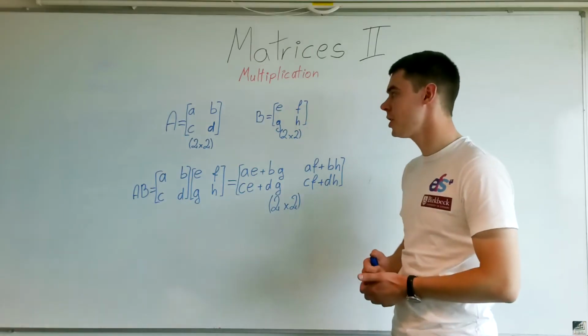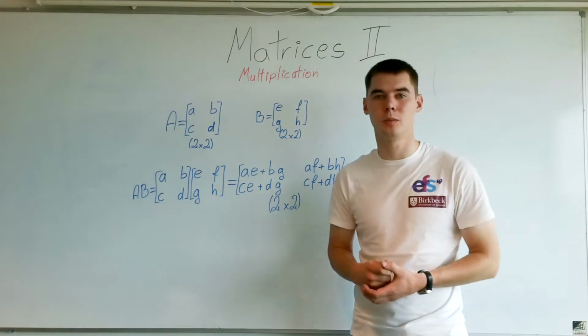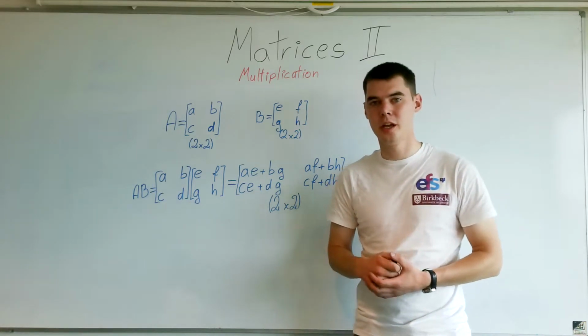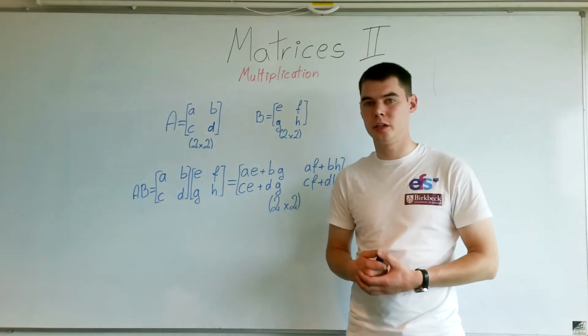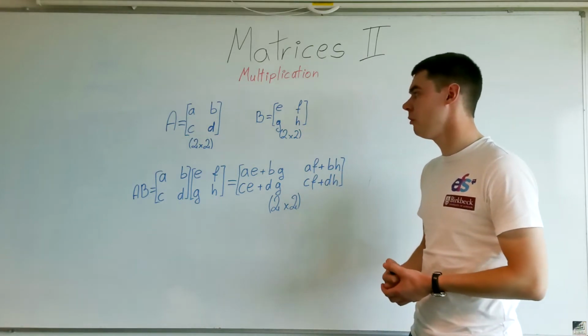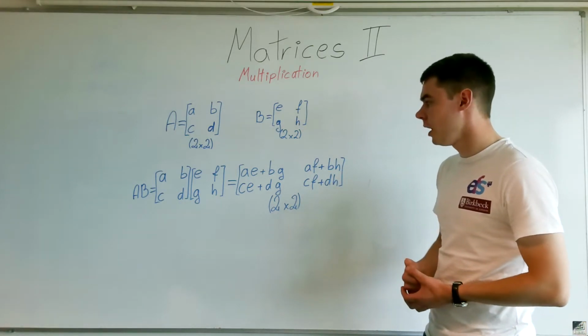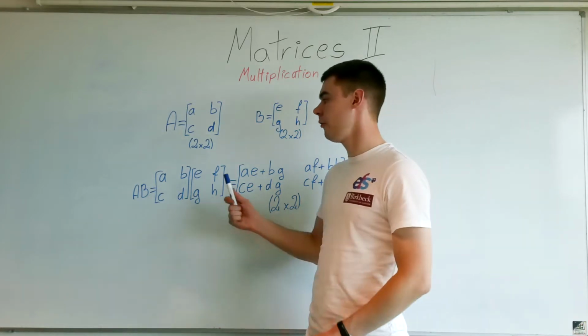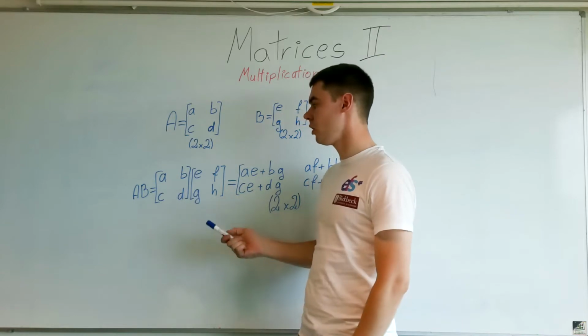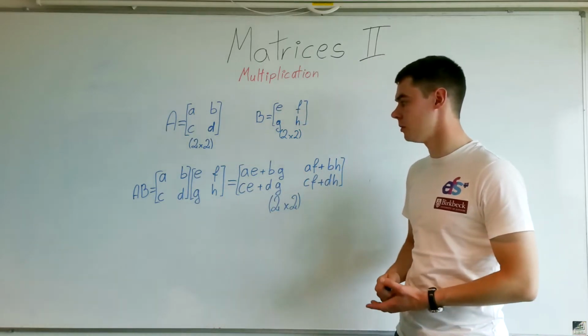Here you can see the general example of how to multiply 2 by 2 matrices. The first thing you need to do is identify the order of your answer, which in this example would be 2 by 2. And to multiply matrices, you simply multiply the first matrix's rows by the corresponding second matrix's columns, as shown here.